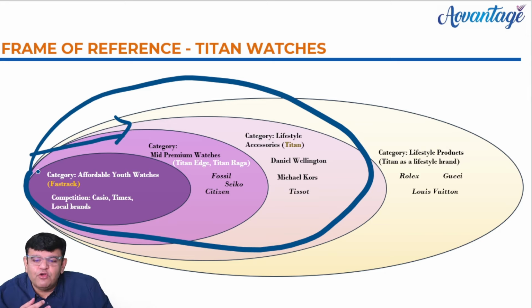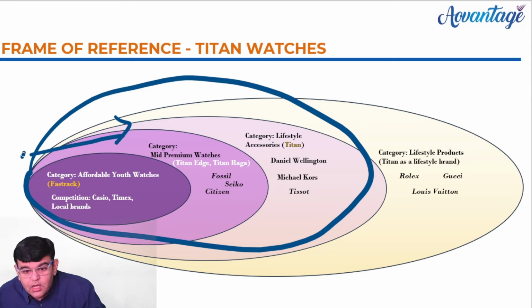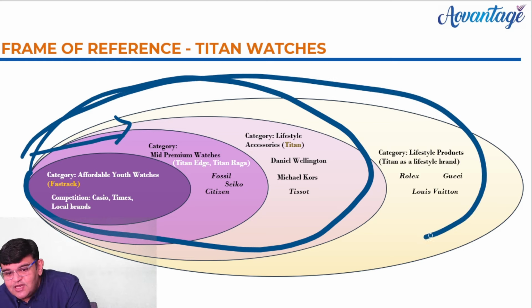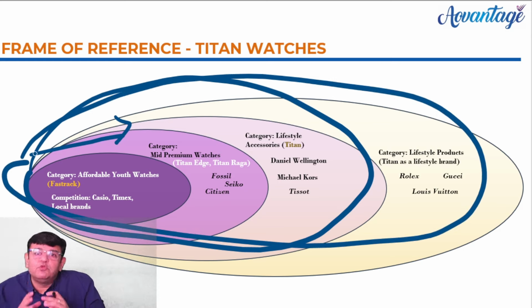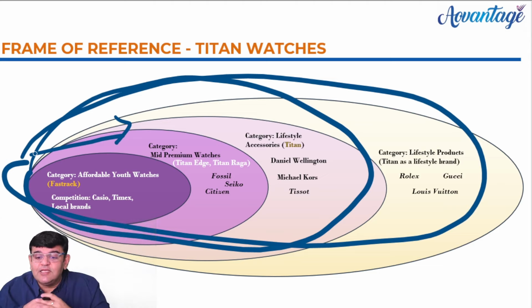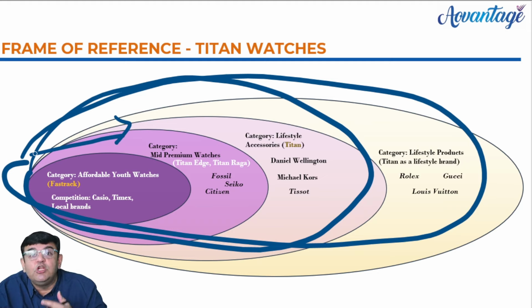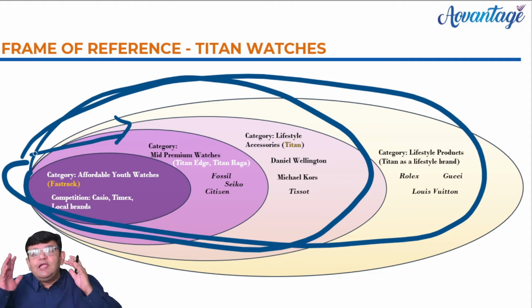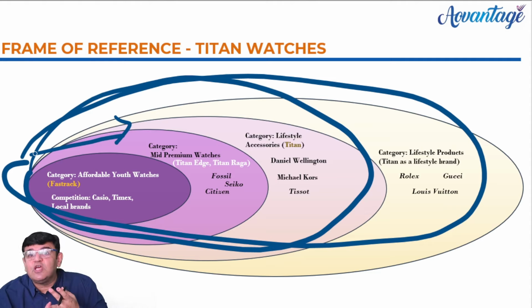Then friends, look at the beauty of this. You can also go into a larger category, which is lifestyle products, where you can position the Titan Classic as a lifestyle brand. But there you don't only compete against watches. Yes, you do, like a Rolex, right? But you also have Gucci, Louis Vuitton. So you're also competing against different fashion brands. So your entire outlook, your pricing, your resource allocation, the kind of advertising and messaging that you do, everything will change.